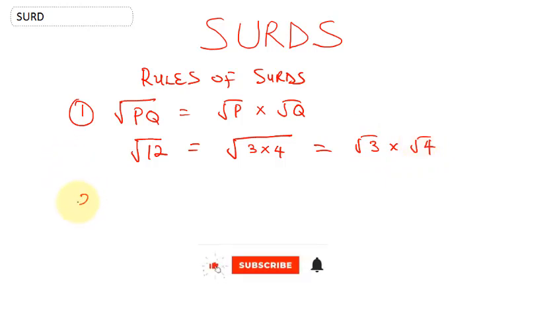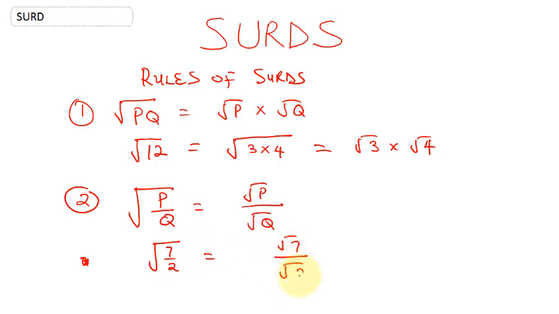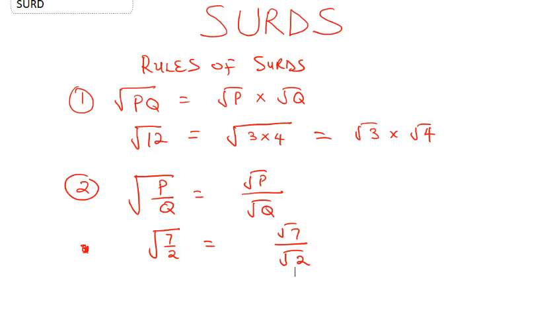Now the second rule that we are going to be establishing is root of P over Q, which is the same thing as root P all divided by root Q. If you have an example such as root of 7 over 2, this means root 7 all divided by root 2. Having established this fact of Surds, we are going to be solving some basic examples.